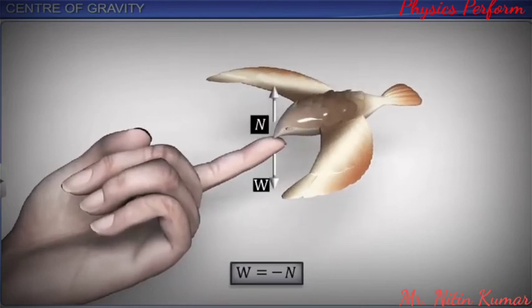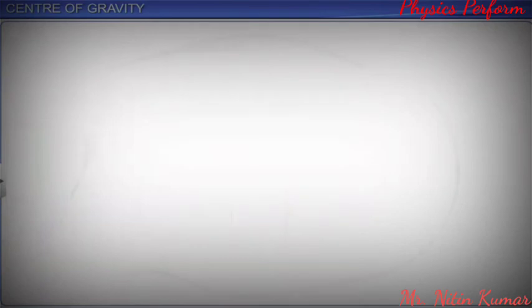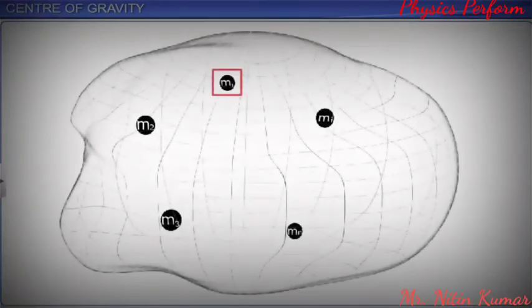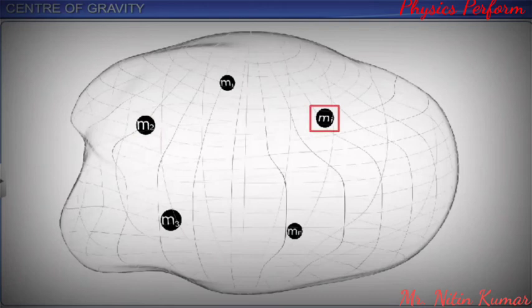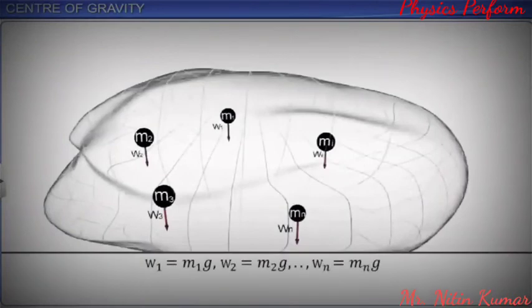How is it possible that the whole weight of the bird acts through a point at the tip of its beak? Let us try to understand this by taking a rigid body. A rigid body can be divided into smaller mass elements of masses m1, m2, and so on, mi, and so on, mn. The weight of the rigid body must be equal to the sum of the weights of these small mass elements. If the weight of the ith particle is Wi, then W is equal to sigma Wi.